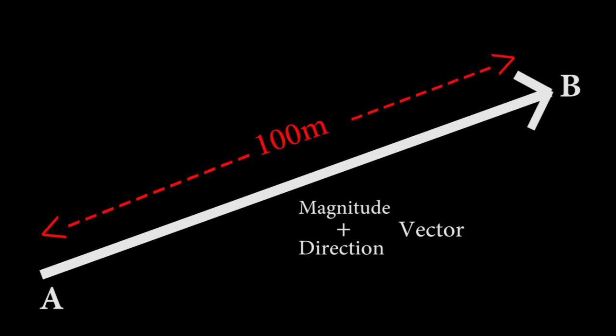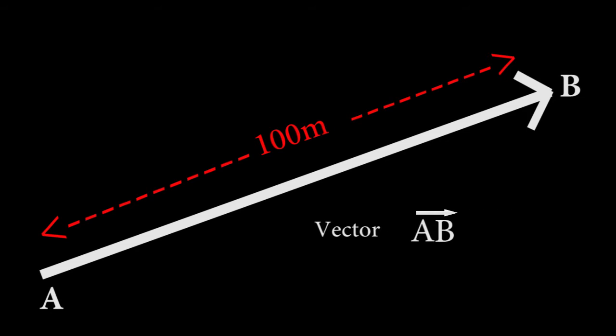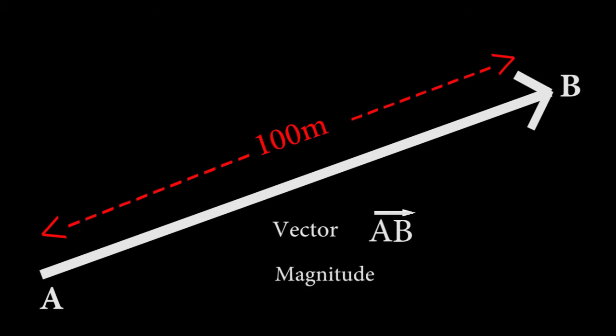Here, it is represented as AB bar. A is the starting point and B is the ending point of the vector, and the arrow represents the direction of the vector. The magnitude of the vector is represented by modulus AB bar equals 100 meters in this example.